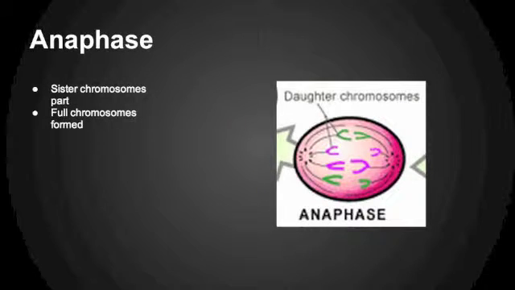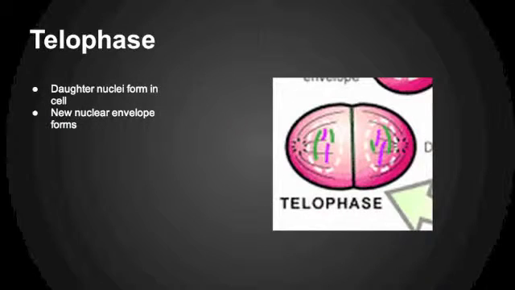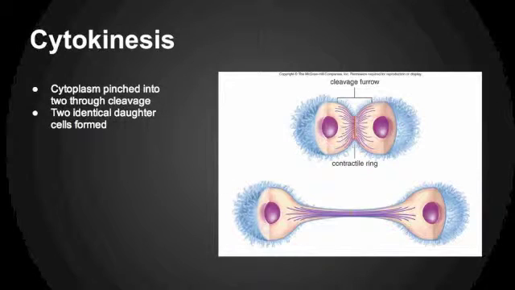Anaphase then allows the sister chromosomes to part and become a full chromosome. These move towards opposite sides of the cell, giving both poles full and complete identical sets of chromosomes. In the last step, telophase, daughter nuclei form in the cell and a new nuclear envelope begins to form. In an additional step, called cytokinesis, the cytoplasm is pinched into two through a process called cleavage. A cleavage furrow, marked at this point right here, is formed. It is at this time that the complete creation of two identical daughter cells is finished.